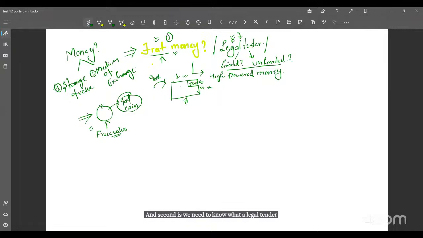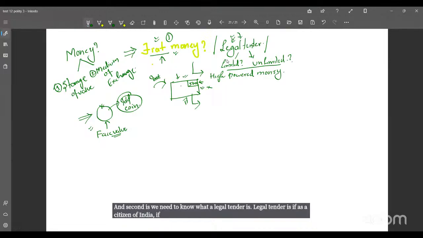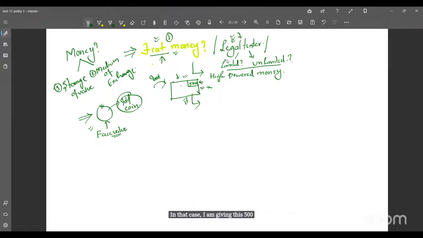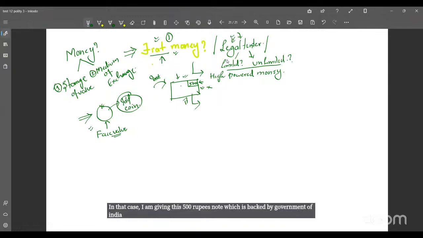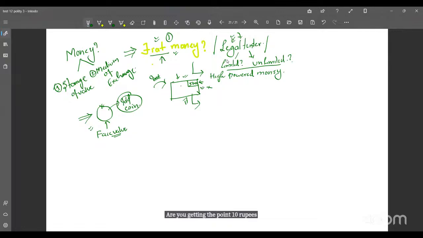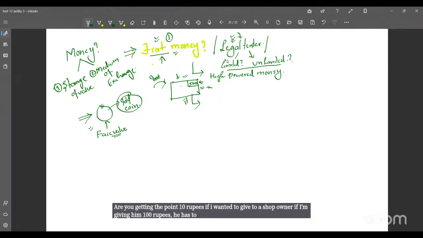Legal tender is this: as a citizen of India, if someone gives me this particular money to fulfill their liability, say I have to pay somebody 500 rupees and I give this 500 rupees note, which is backed by the government of India, that person has to accept it. It has to be accepted throughout the country. Are you getting the point? If I give a shop owner 100 rupees for a 10 rupees item, he has to accept it and give 90 rupees back as change.